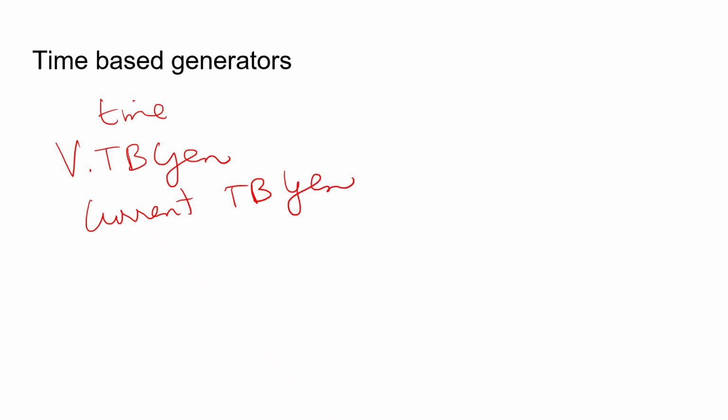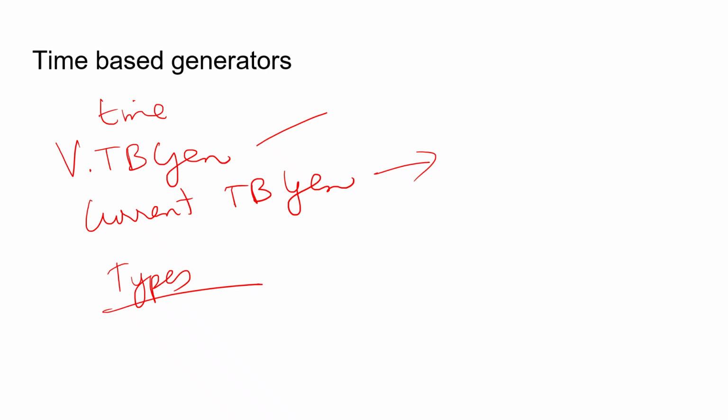A voltage time-based generator is a circuit that provides an output voltage waveform that varies linearly with time. A current time-based generator circuit is one which generates an output current waveform that varies linearly with time. We have different examples for them.